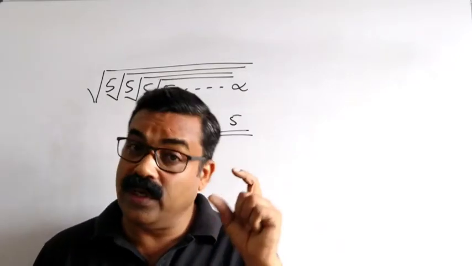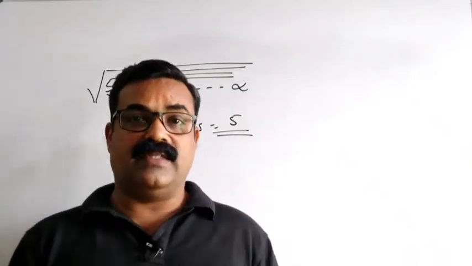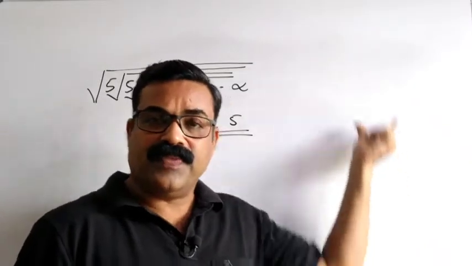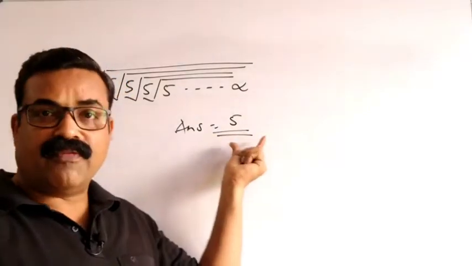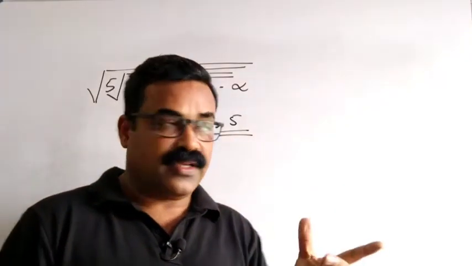If the series is up to infinity, you can write the number itself as the answer. Here I have not given the options. If I give the options, one option will be the number 5, so you can mark the same number as the answer. So note it please.